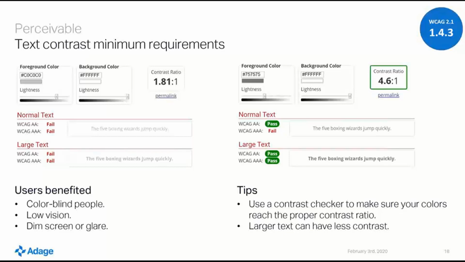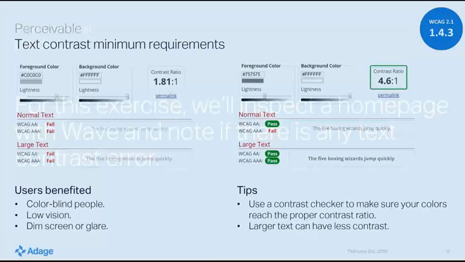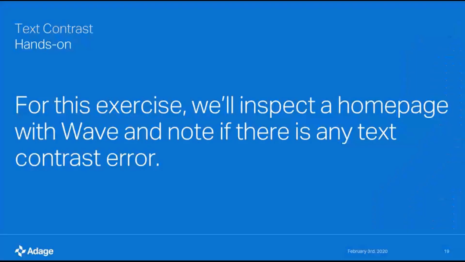It's really easy to use, and if you follow the instruction that we shared earlier, you should have that in your browser extension list. We're going to show a quick recording and then give you some time to practice on your own to use the Wave tool. For this specific exercise, we'll inspect a home page with the tool and note if there's any text contrast error. The example that we went through is here on the New York Times.